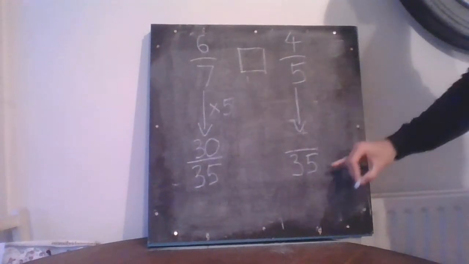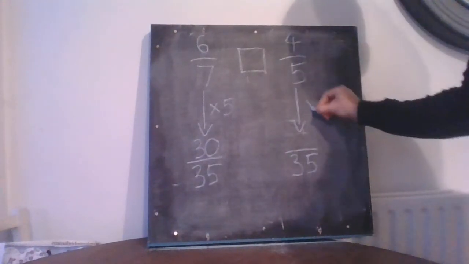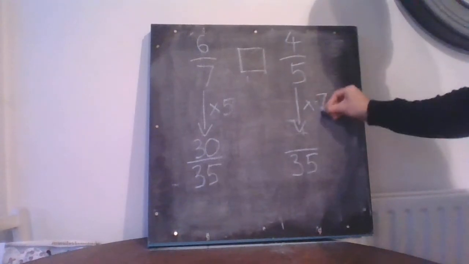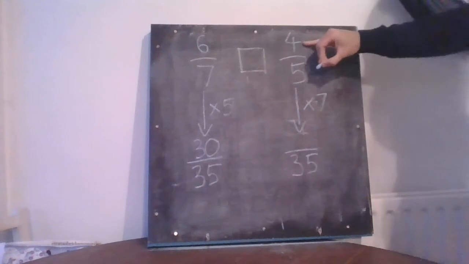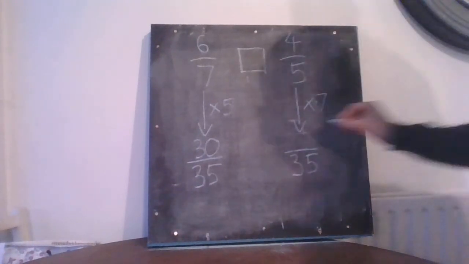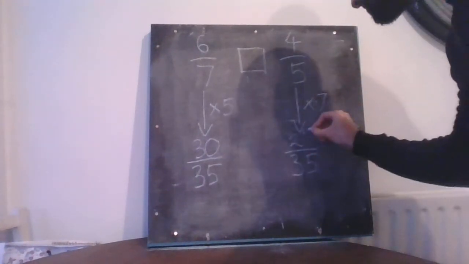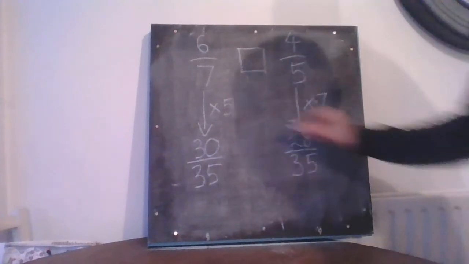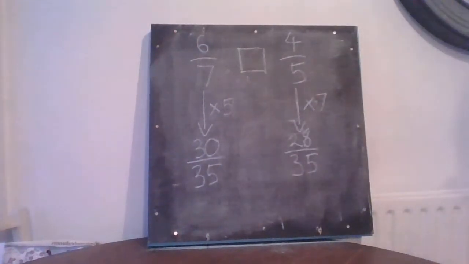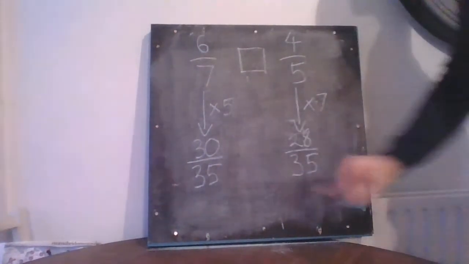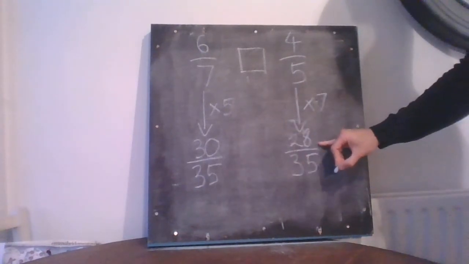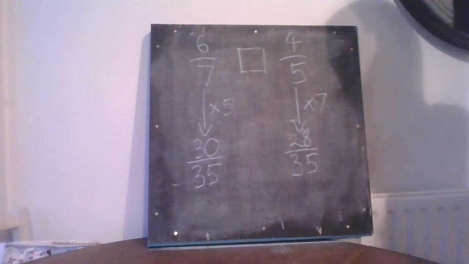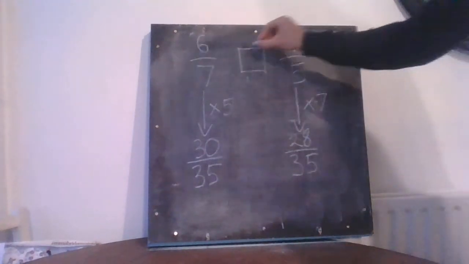To turn 5 into 35, I multiplied by 7. So I must do the same with my numerator. 4 times 7 is 28. Now I can compare the two fractions, and I can clearly see that 30 over 35 is greater than 28 over 35.